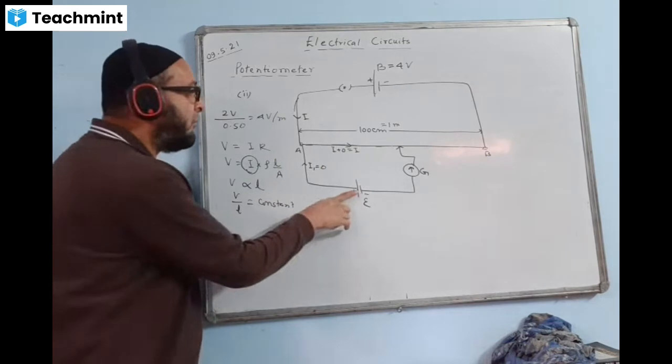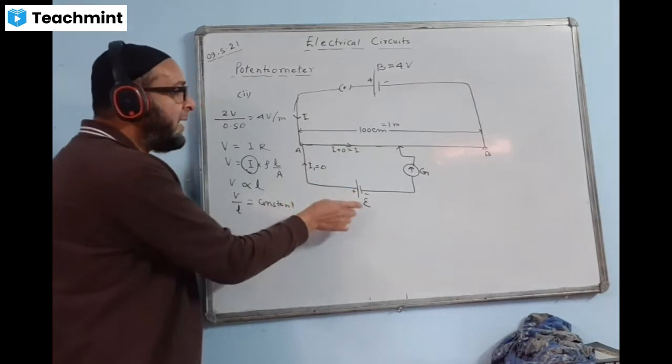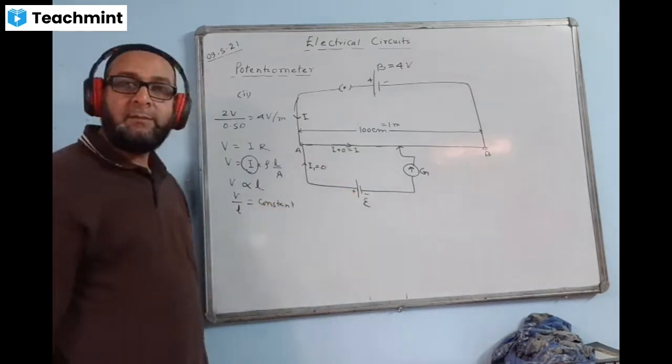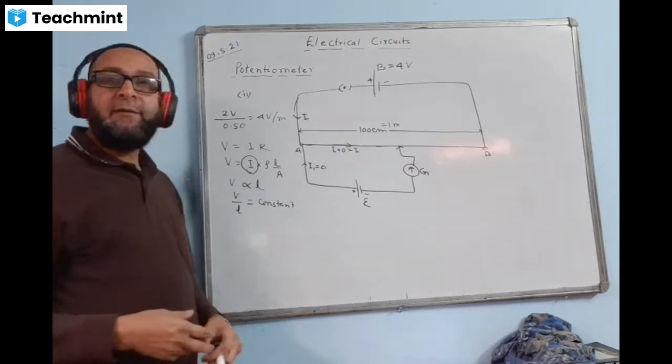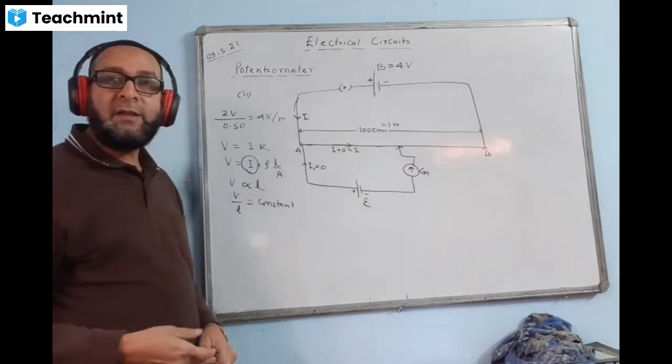Practically no current is drawn from this cell, and it is measuring the accurate value of EMF of the cell. That's why a potentiometer is preferred to a voltmeter in measuring the EMF of a cell.